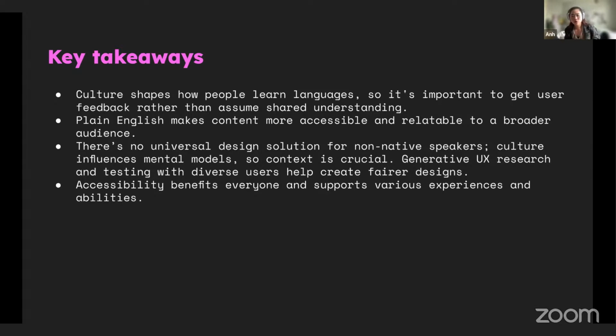So context is crucial. Provide instruction. A hand-holding experience can really help users who need that extra little help or might have problems with computer literacy. Generative UX research and testing with diverse users can help create fairer design. Make sure you include them, we're inclusive design 24, right?